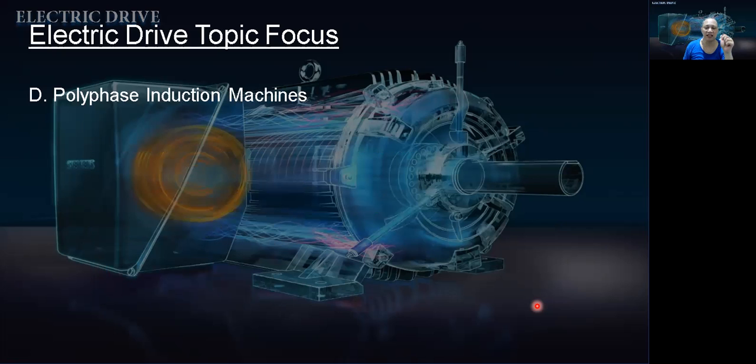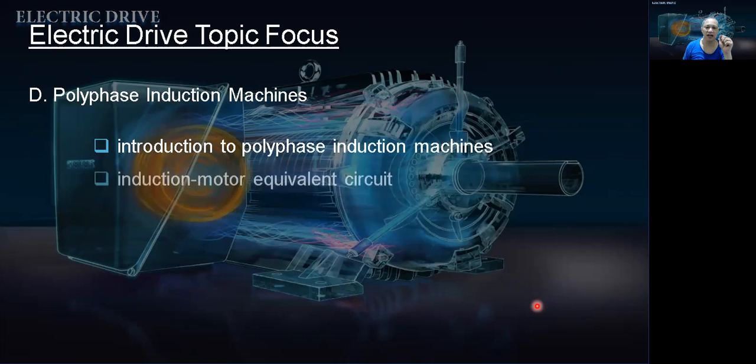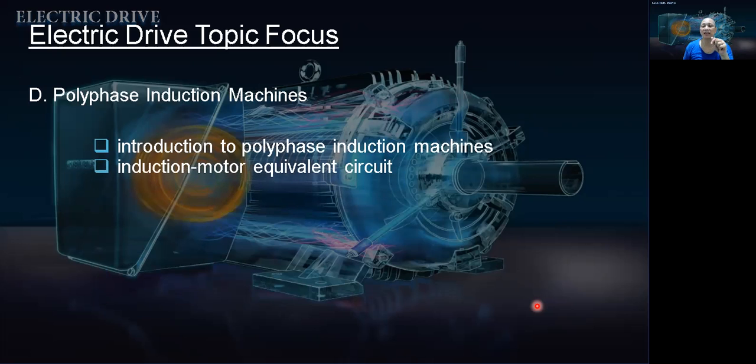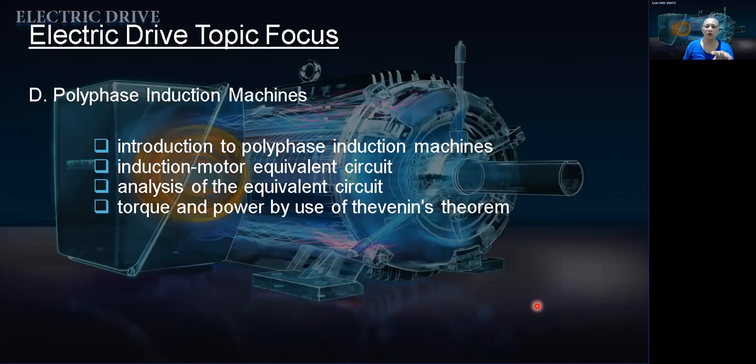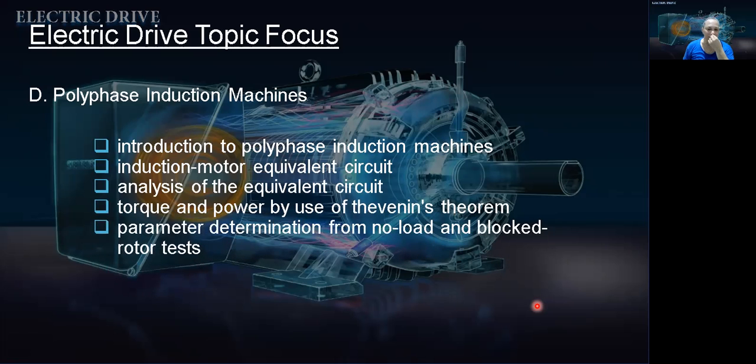And polyphase induction, still AC machines, introduction to that, and then the induction motor equivalent circuit. So again, like synchronous, we have an equivalent circuit for that, so that we can calculate and see what's happening actually in the circuit, in the winding. The analysis of the equivalent circuit, and then the torque and power by use of Thevenin's theorem. Again, our basic electrical circuit theory is important to support understanding this also. And parameter determination using no load and blocked rotor tests.